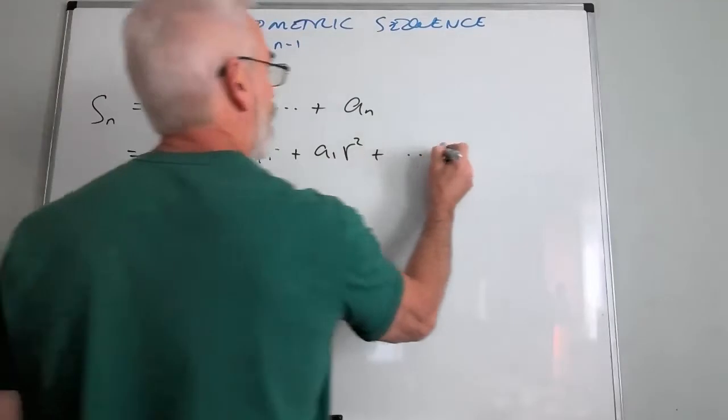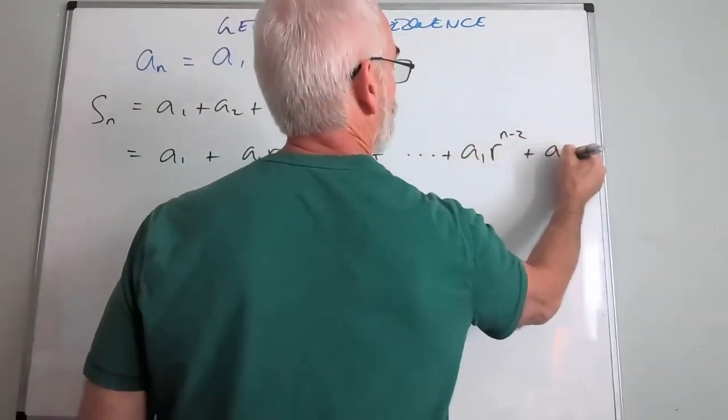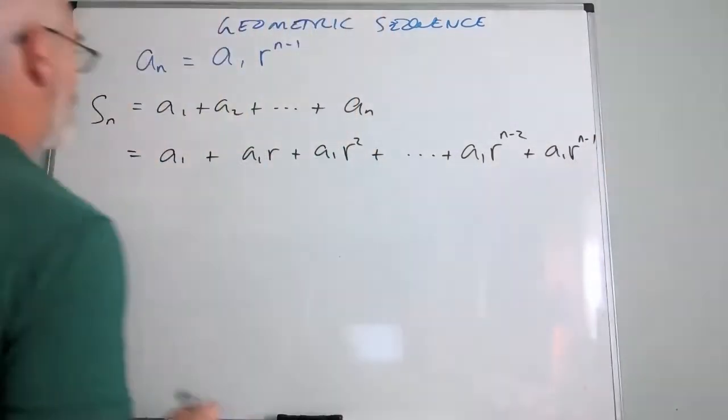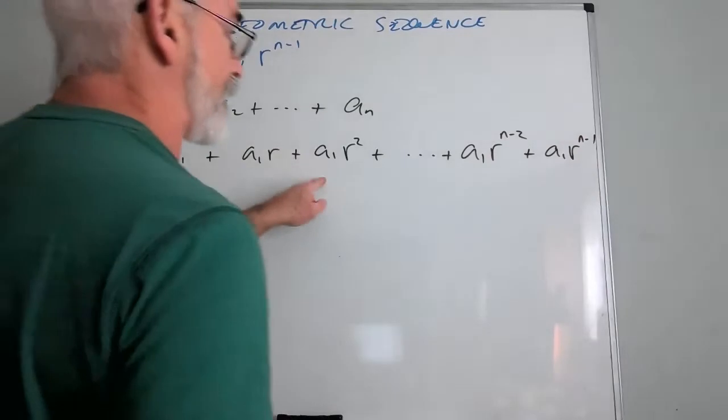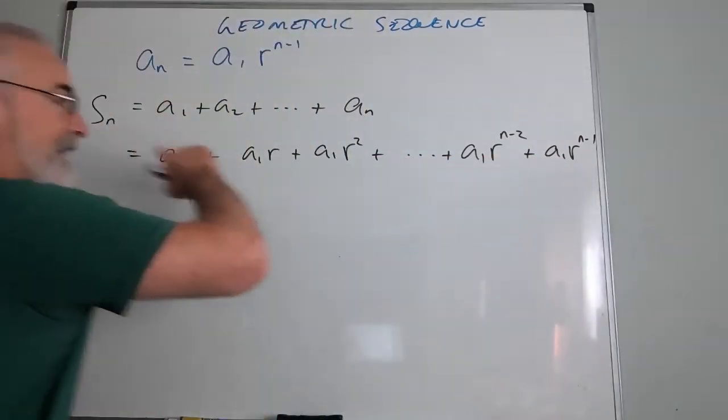I'll go out a little ways. Plus a1r to the n minus 2, and then finally plus a1r to the n minus 1, because we know that's the nth term. Okay, first term, second term, third term, second to last, last term. I would like to add these up.